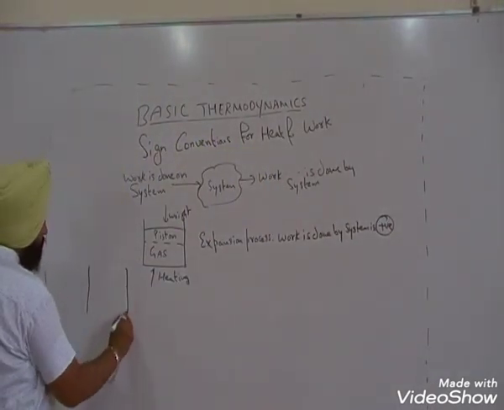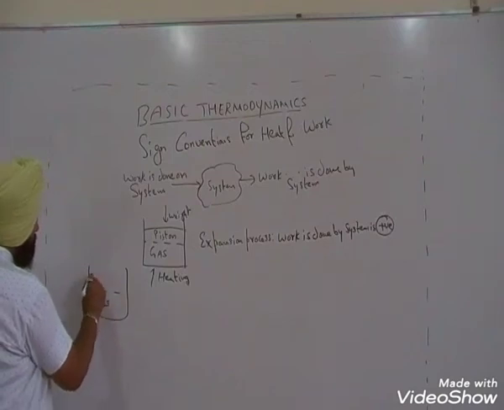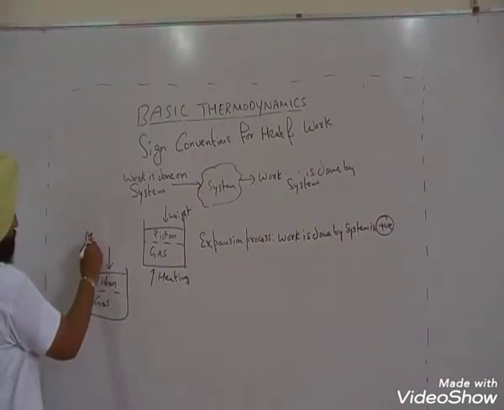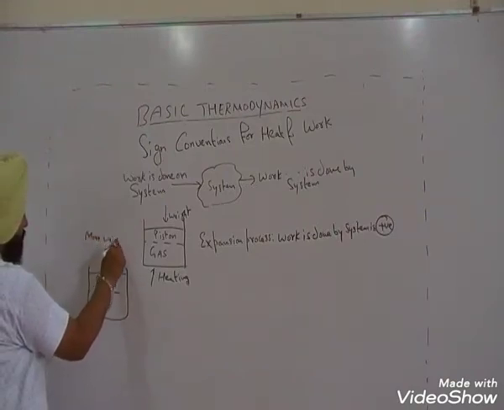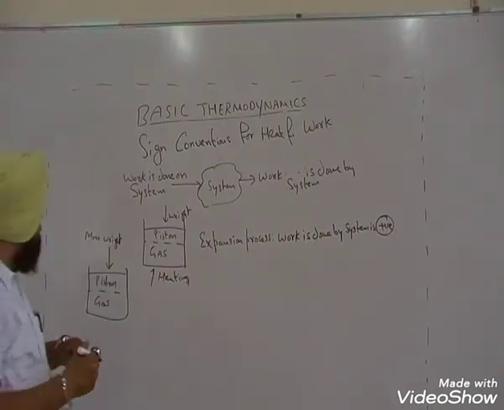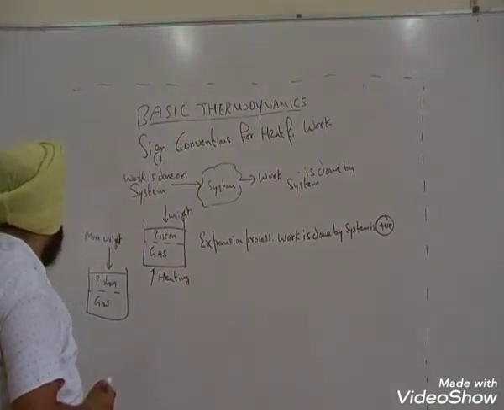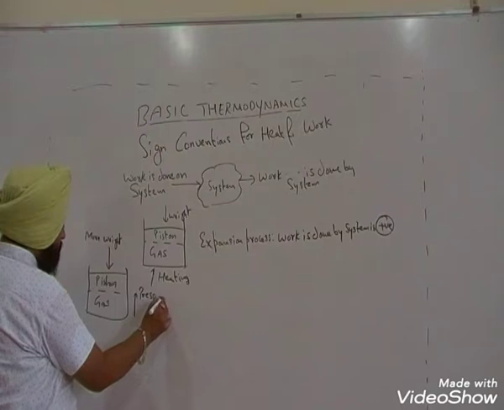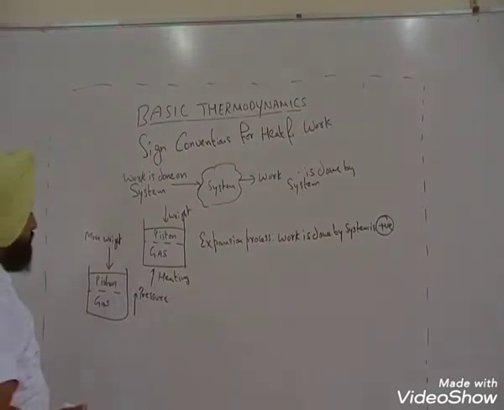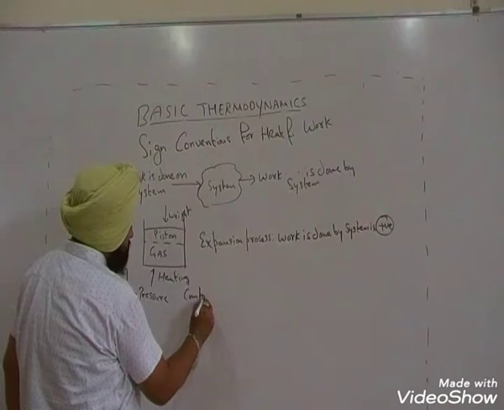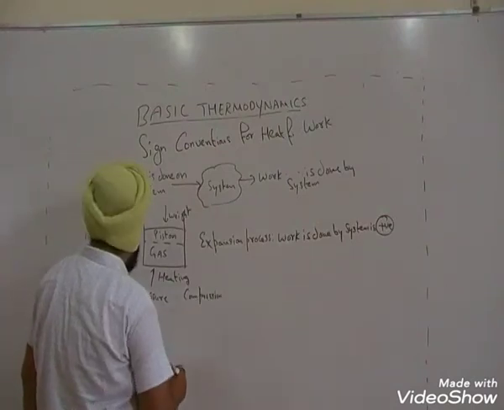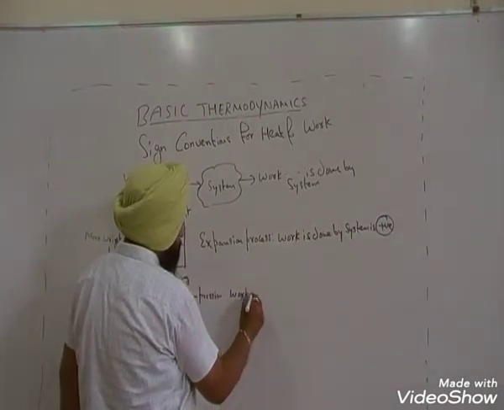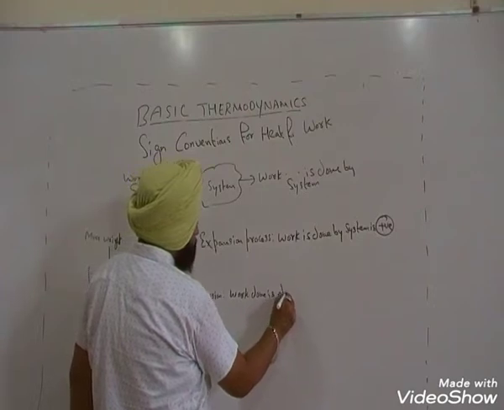Similarly, there is gas and a piston, and you are applying more weight on it. The gas molecules become closer together, the pressure will increase and the volume will decrease. So it is a compression process. Work is done on the system; the weight is acting on the system. So work done on the system is considered negative.